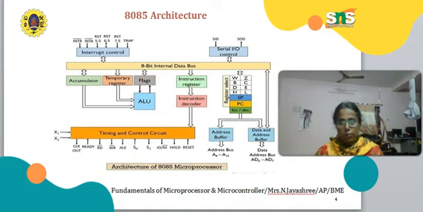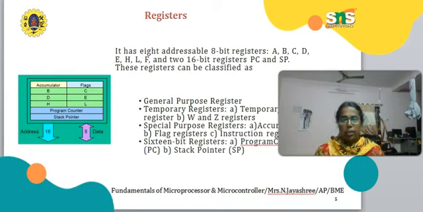The flag register stores the status of the result of the arithmetic and logic operations. Let us see the registers in detail. There are 8-bit registers: A, B, C, D, E, H, L, F. The 8-bit registers are the accumulator, B register, C register, D register, E register, and H and L registers. And the two 16-bit registers are the PC, program counter, and the stack pointer.